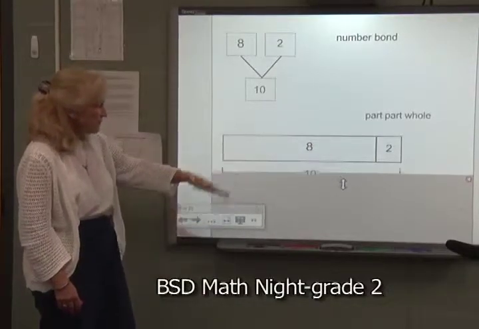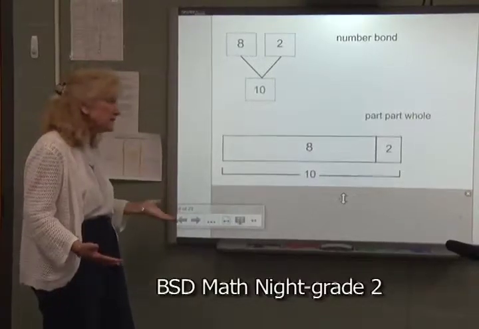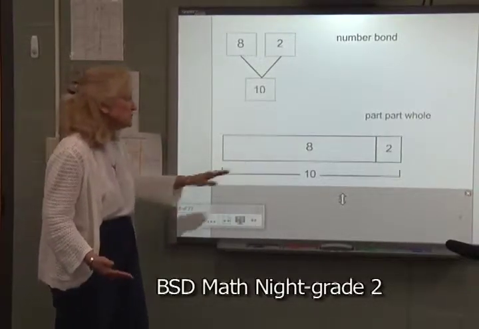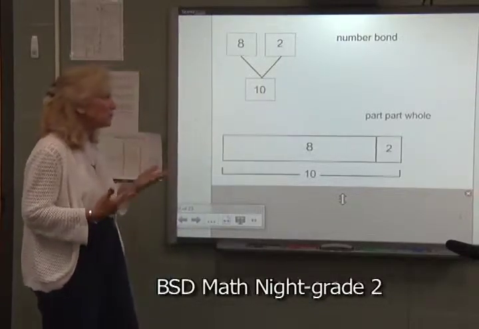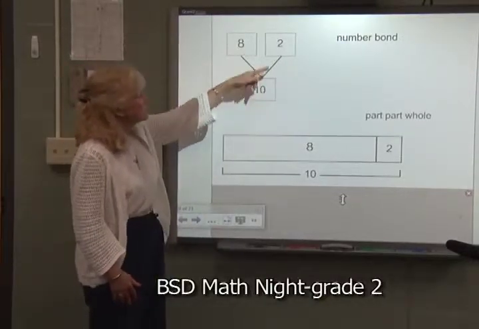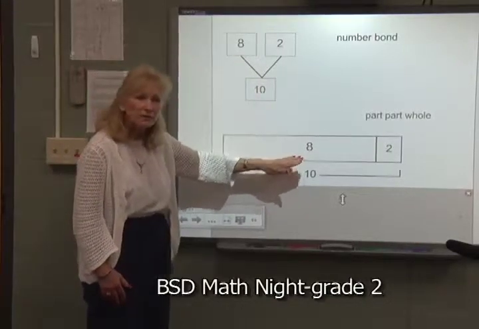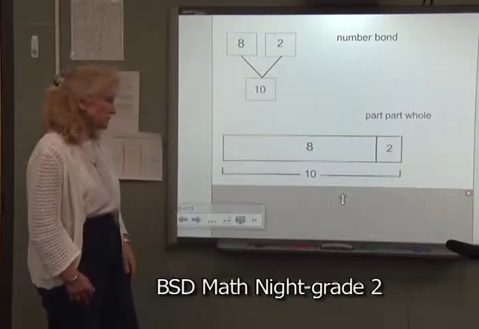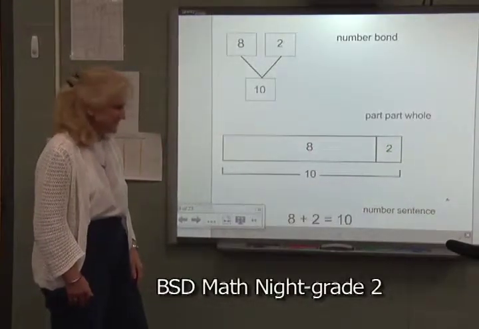Sally, a little bit lower and we'll be able to see that the whole is 10. You might see some print resources where the whole is on the top. It's the same idea. It's a part-whole model. The number bond shows the relationship, but with this model, we get to see the magnitude of the numbers.